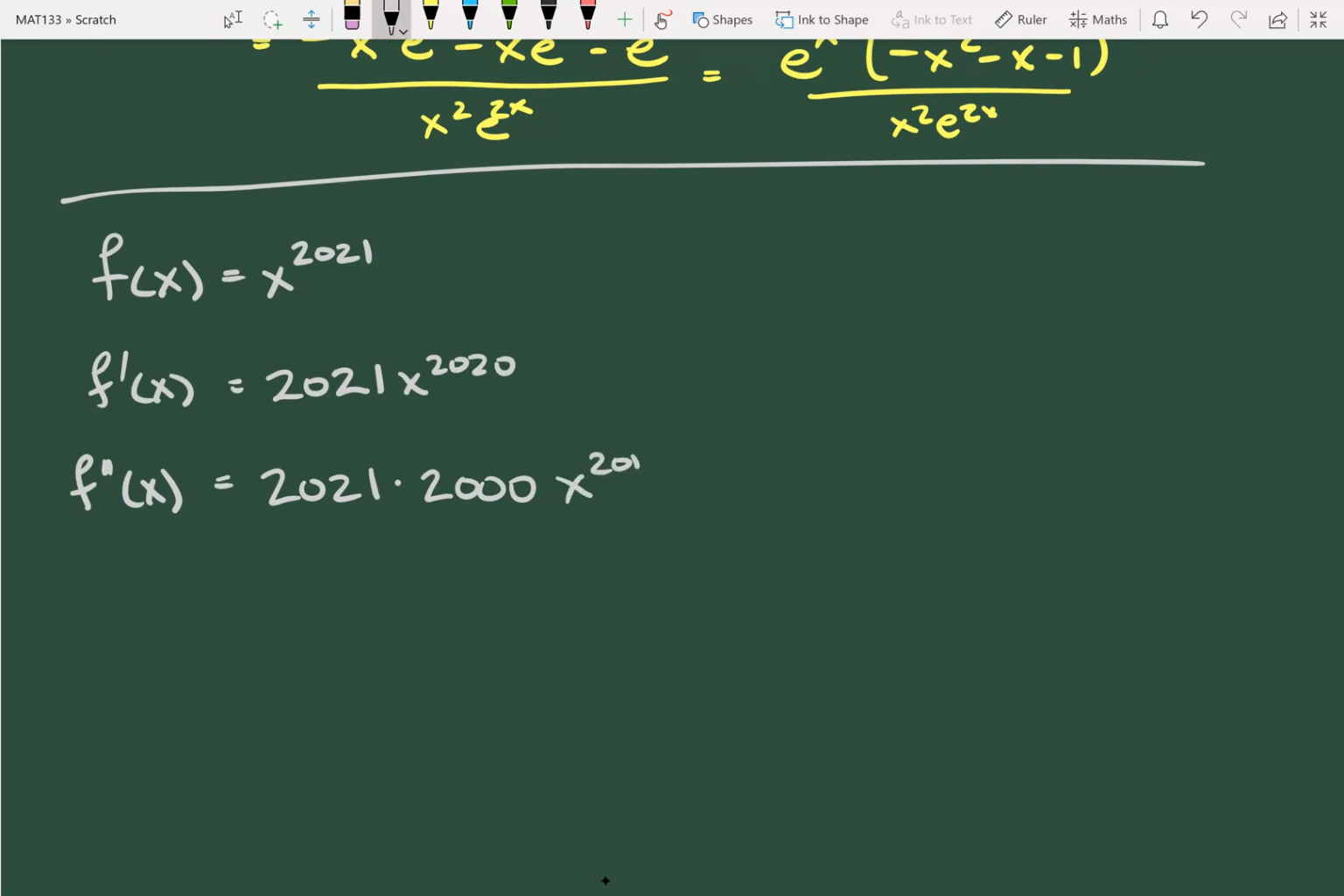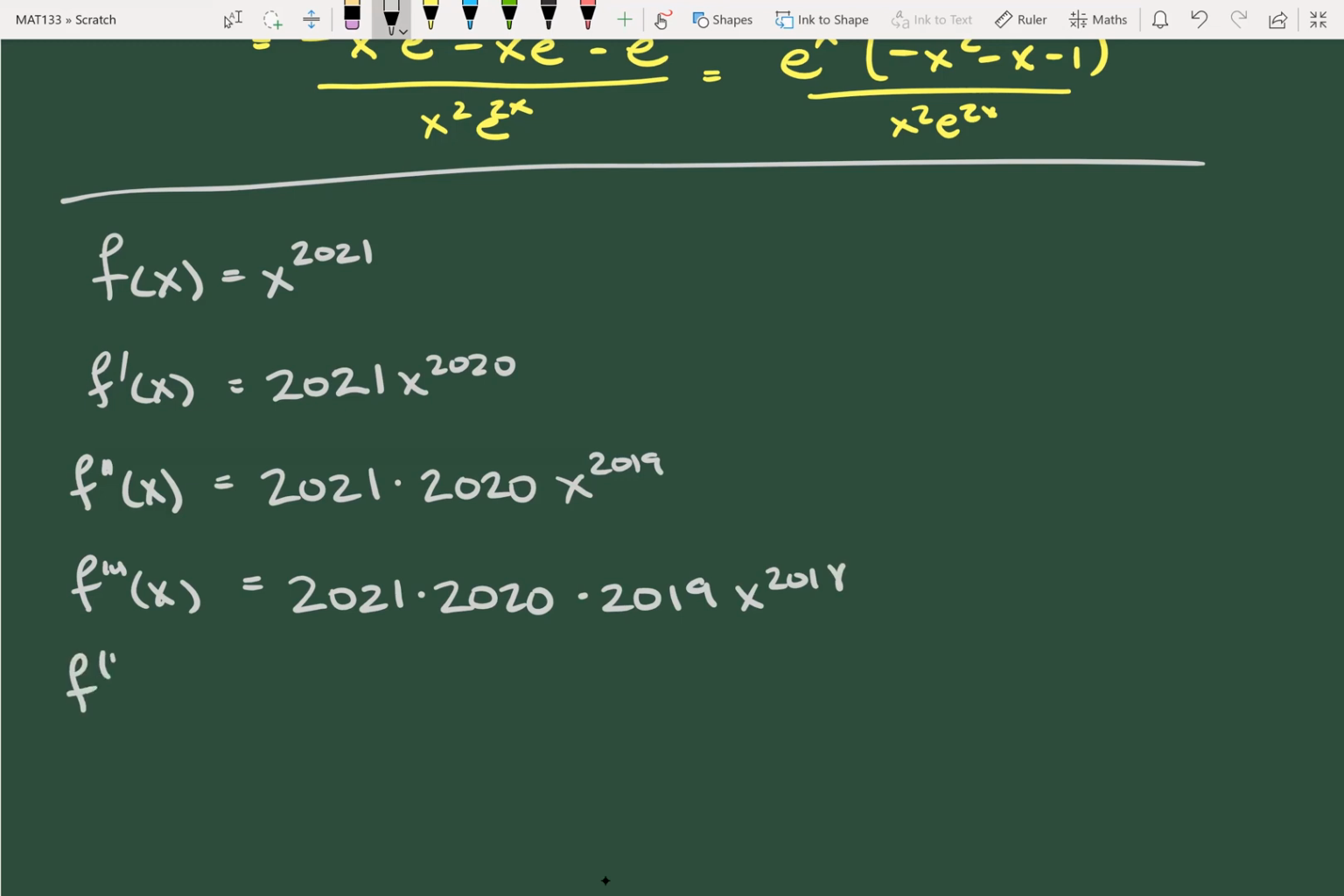x to the 2019, f triple prime of x. And anytime you guys are asked to do either general formulas or higher derivatives, don't do the multiplication, right? And I think in this case, especially because you could see that there were factorials, that's a big hint. Don't simplify, don't actually compute 2021 times 2020. That doesn't make a lot of sense. So times 2019 x to the 2018. And we'll do one more, but I think you guys can probably see what's going on here.